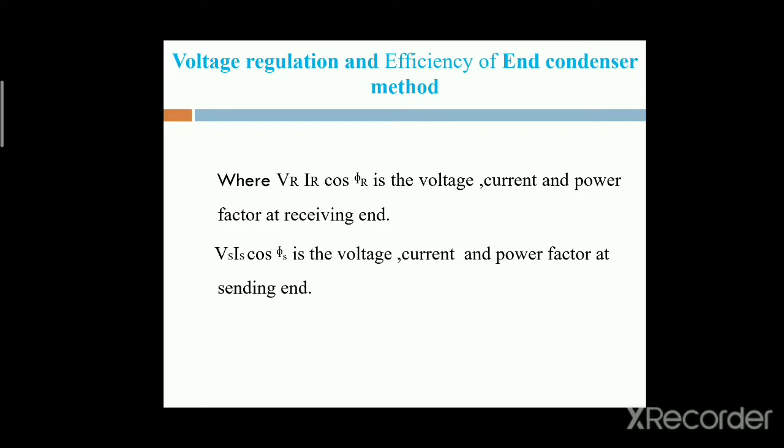This is the first type of medium transmission line. Basically, depending upon the capacitance connection, the medium transmission line is divided into three types. In that, we discussed the end condenser method in the present class. In the coming classes I will discuss the nominal pi method and also the nominal T method.